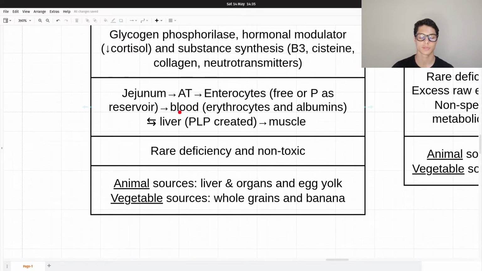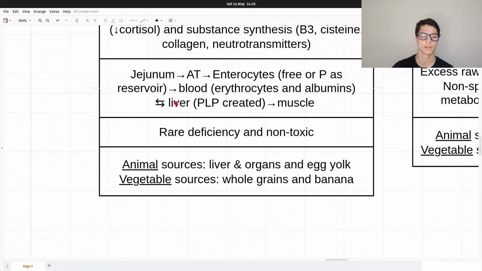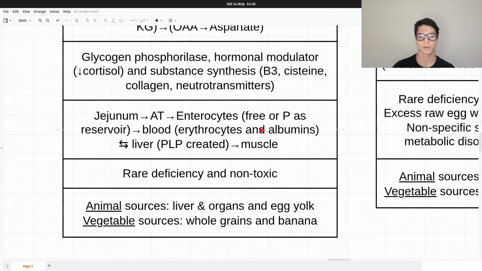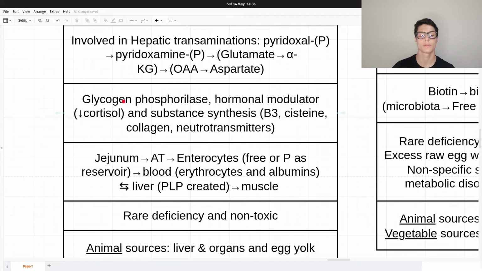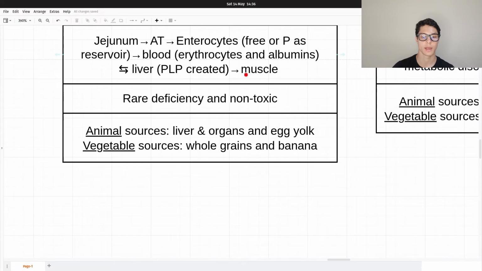Once in the blood, it's transported via erythrocytes and albumins. It binds to those, and then it gets into the liver, and the pyridoxal phosphate is created, and then it goes to the muscle. Why the muscle? Because we said it's involved in glycogen phosphorylase, which is mainly in the muscle for creating energy. The deficiency is very rare and it's a non-toxic vitamin.